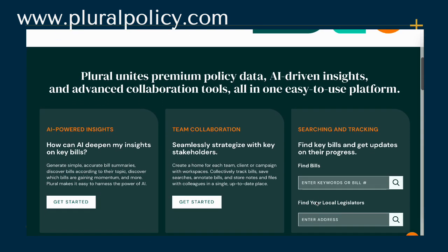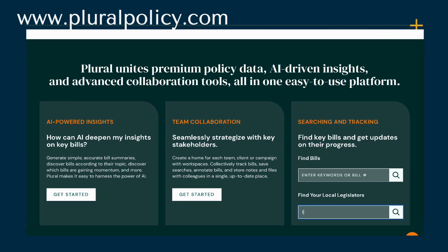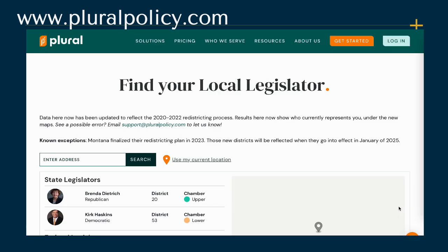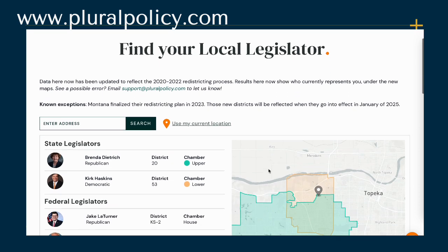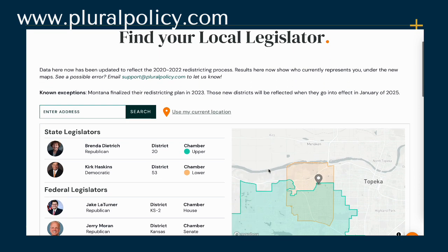So to find out who represents you, hop over to pluralpolicy.com and go to Find Your Local Legislators. Enter your home address to find who represents you. This will then pull up the people who represent you and your neighbors in both Kansas and Washington, D.C. We're going to focus on the top two folks today, our state legislators.